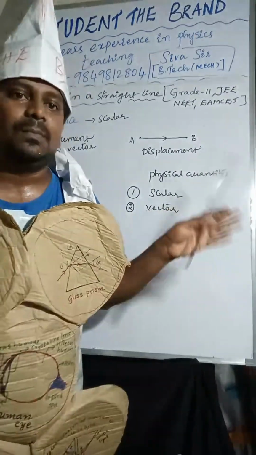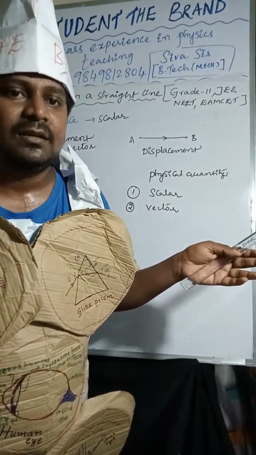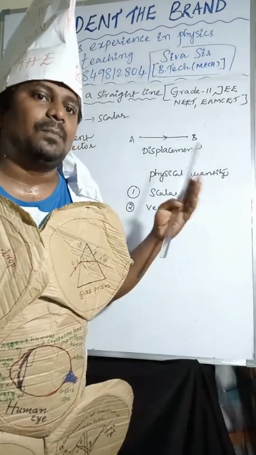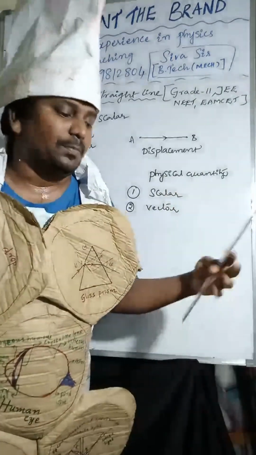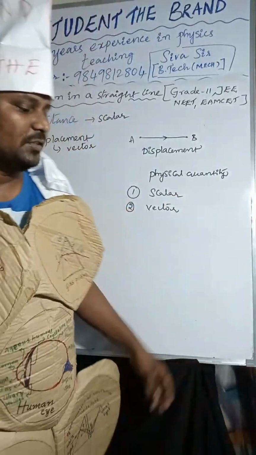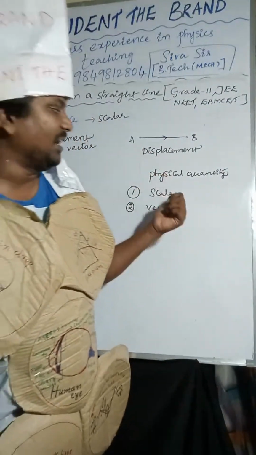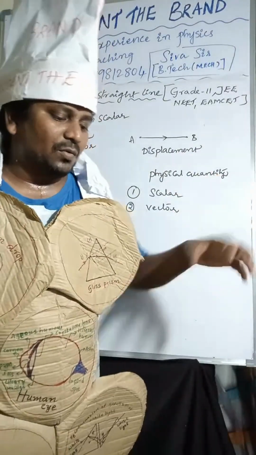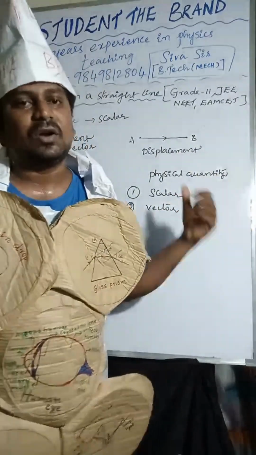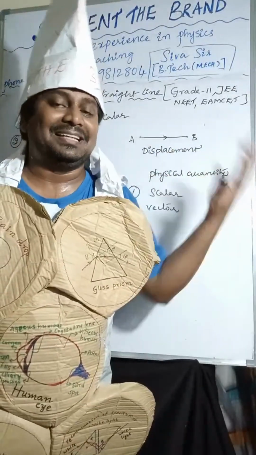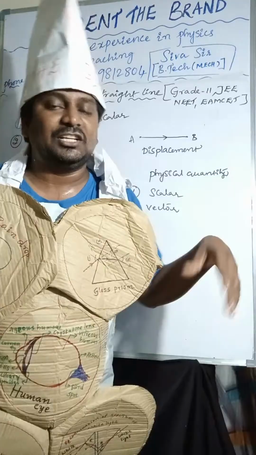The quantity which has both magnitude and direction is called vector. So the physical quantity which has only magnitude is called scalar. The physical quantity which has both magnitude and direction is called vector.